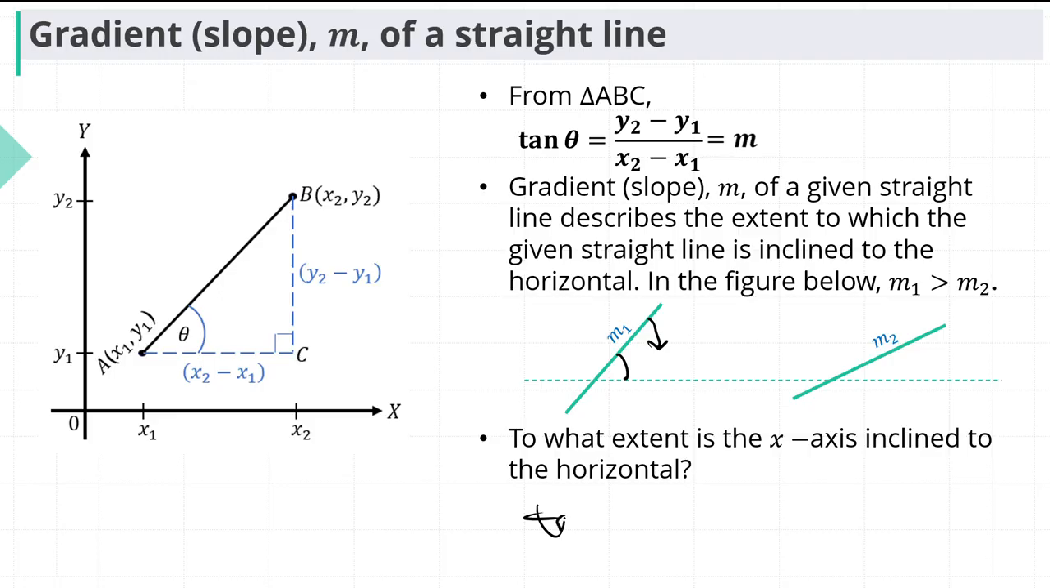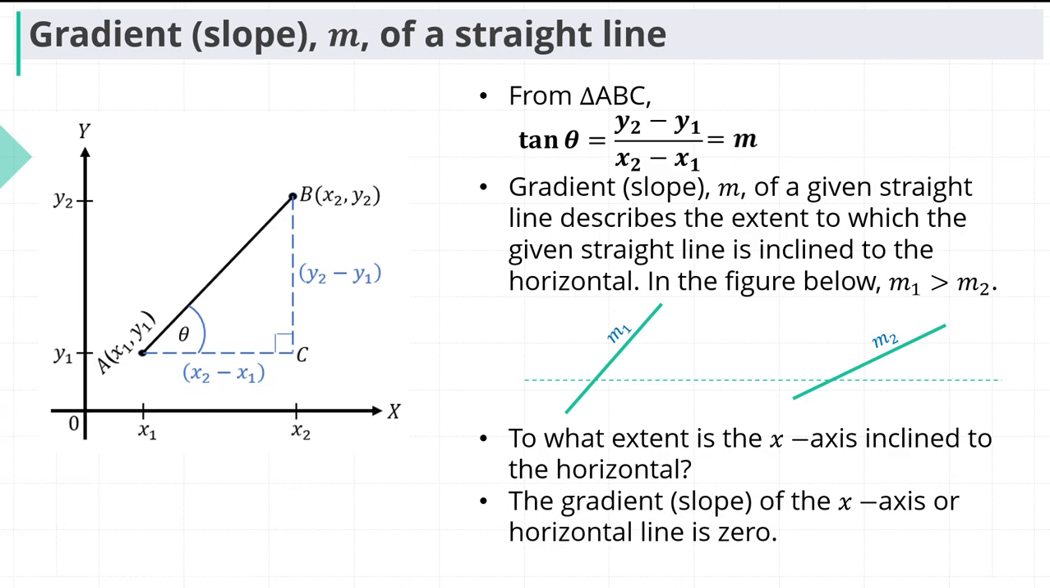And so tan theta will now be tan 0. Tan 0 gives you 0. And so the answer to the question, to what extent is the x-axis inclined to the horizontal? The answer is 0. The gradient or slope of the x-axis or any horizontal line is 0.